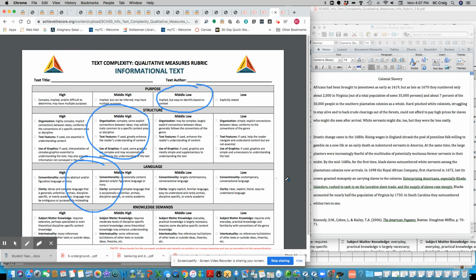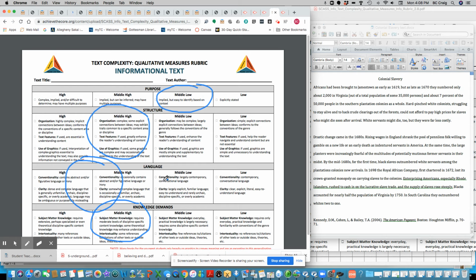And then finally, in terms of knowledge demands, there's a fair amount of missing information. Why were they hacking out crude clearings? Why were they likely to die? Why did they lose their charter? All of those things are missing, and someone like you or I might put that information in there while we're reading it, but for students who lack that background knowledge, it can be much more difficult to fill in the blanks and therefore to comprehend the overall text. So I would call that middle high.